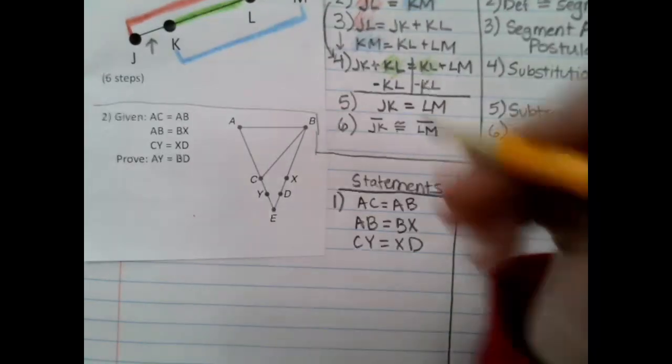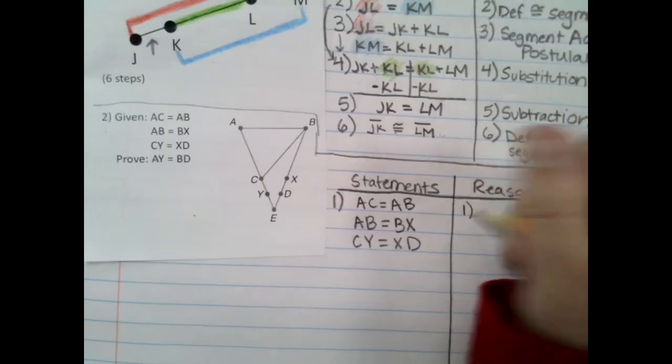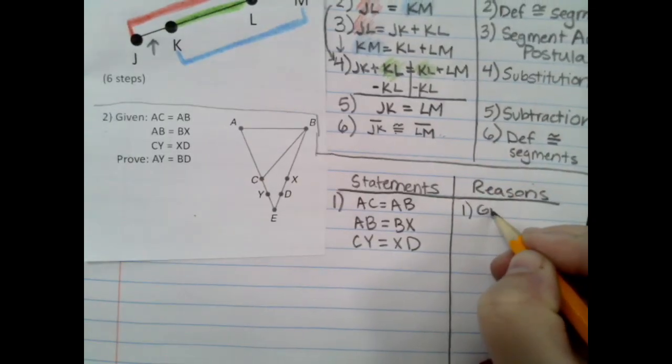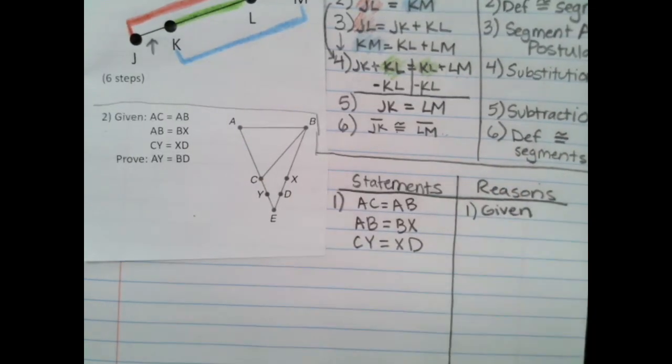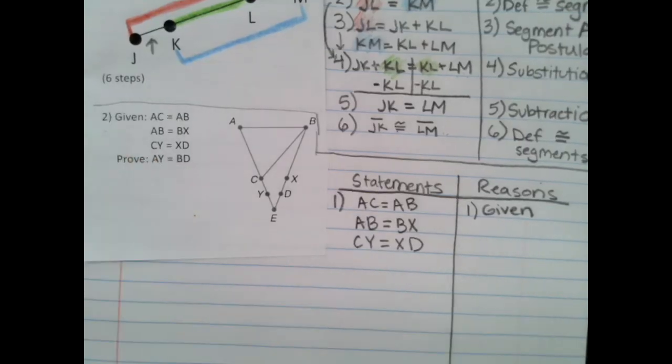All right, and what is the reason that we wrote those 3 things down? It was given. We have not even looked at this problem yet. We have not figured out what any of these things mean. We just copied the given. Okay, you should always be able to do that part.